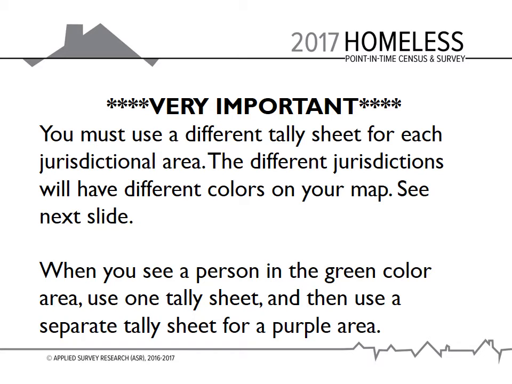If you see somebody in the green area of that map, you're going to check the tally sheet that has the right census tract number, and also make sure that it says the green color, the correct jurisdiction that it goes with. Same thing, if you see somebody in the purple area, you're going to put them with the tally sheet that is correlated with that jurisdiction. We will be reviewing this on the morning of the count, and you'll have your maps in front of you, and you can ask us if you have any questions in person then.